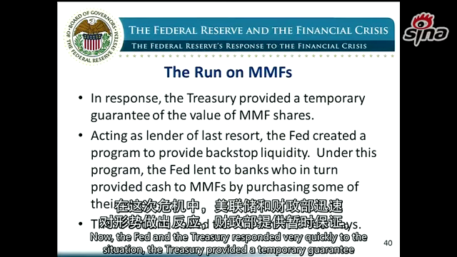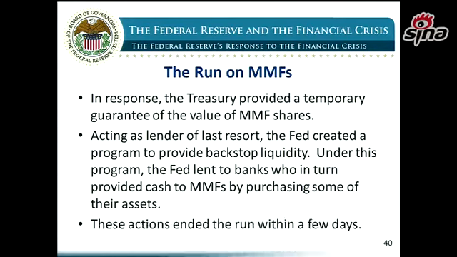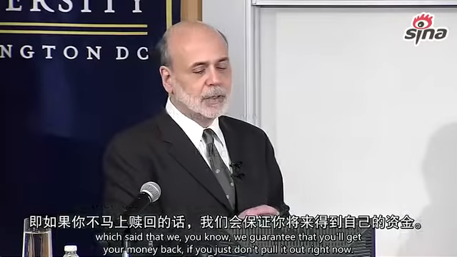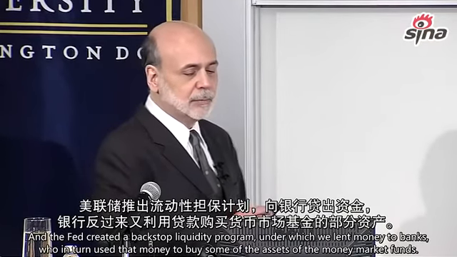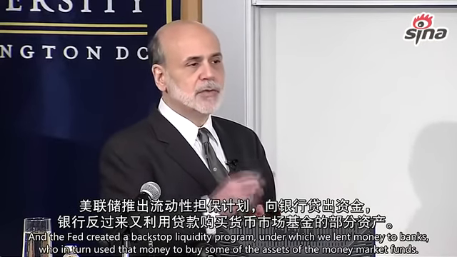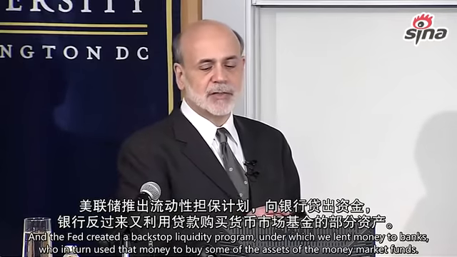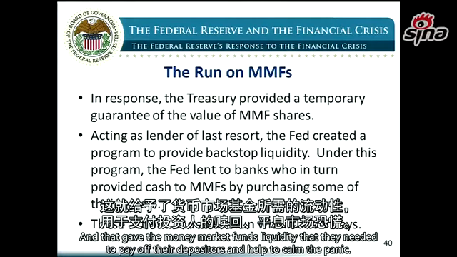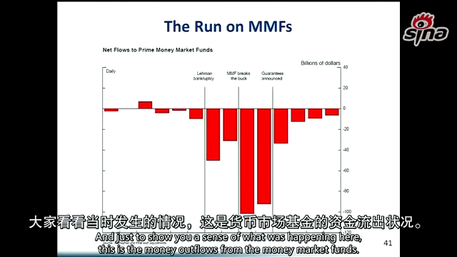Now, the Fed and the Treasury responded very quickly to the situation. The Treasury provided a temporary guarantee, which said that we guarantee that you'll get your money back if you just don't pull it out right now. And the Fed created a backstop liquidity program under which we lent money to banks who in turn used that money to buy some of the assets of the money market funds. And that gave the money market funds the liquidity that they needed to pay off their depositors and help to calm the panic.